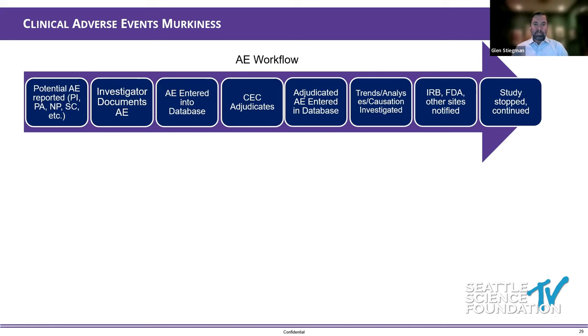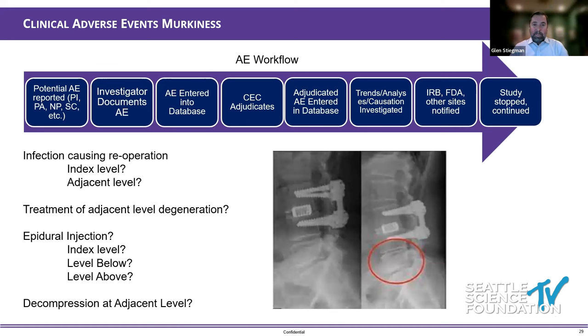Now, the murkiness part of this: when we're thinking AEs, you're thinking along the spectrum I outlined in the slide prior, where the device is moving, the device failed, whatever it is. But if you have an infection and it's causing a reoperation to go in and clean out that infection at the index level, I think it's more of a black and white scenario. But if it's an adjacent level, you're not even touching the device, you're not even close to the device, you're not even close to what you did to treat this patient's pain. Is that an AE?